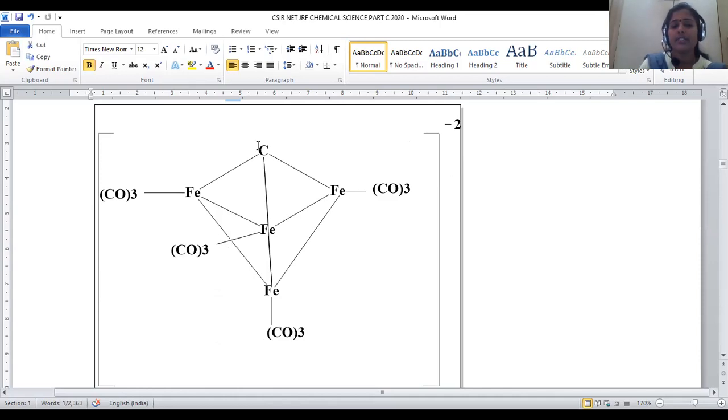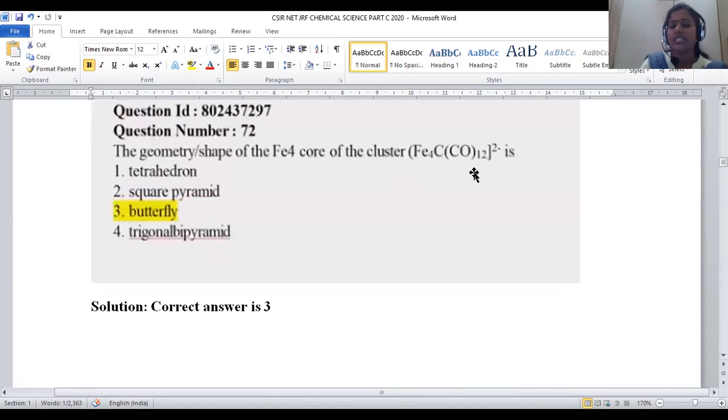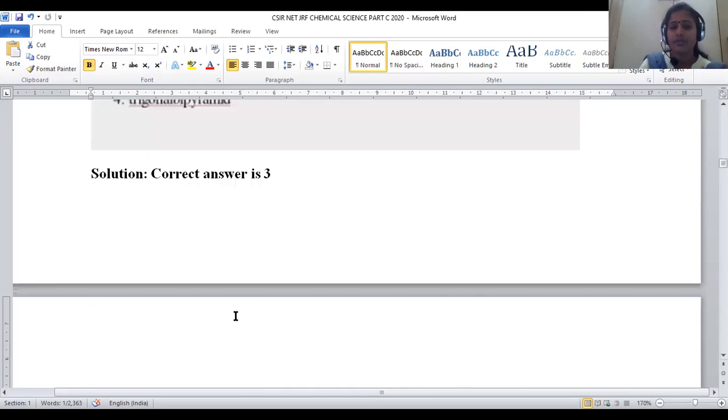Here 4 iron atoms are present in this manner and carbon bonds with all 4 iron atoms. Being tetravalent, it is able to form 4 bonds, so there is a possibility of 4 bonds with the iron atoms, and each iron contains 3 terminal carbonyl groups. This is the entire cluster structure of Fe4C(CO)12 2-. The correct answer for 72 will be the third option.